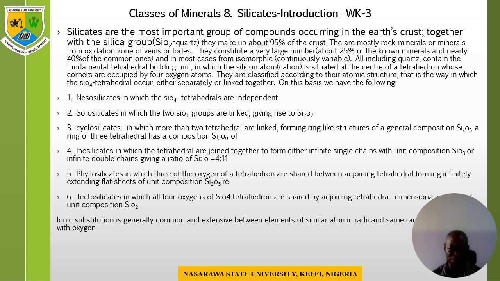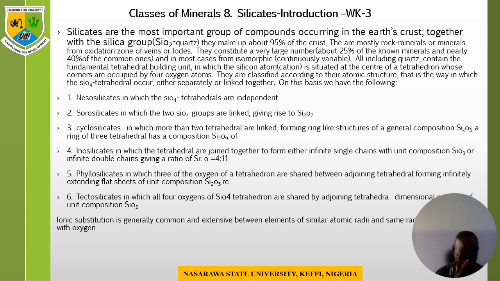Then the sorosilicates, which have 2 silicon tetrahedra linked together, giving rise to Si2O7. The cyclosilicates, in which more than 2 tetrahedra are linked, forming ring structures of general composition, and then the rings of tetrahedra have a composition. The inosilicates, in which the tetrahedra are joined together to form infinite single chains with unit composition.